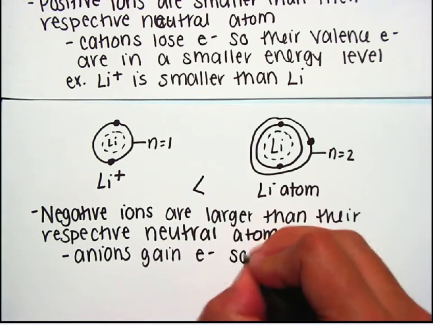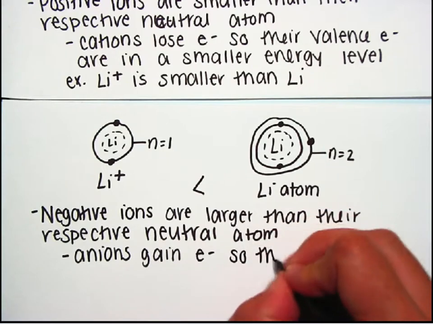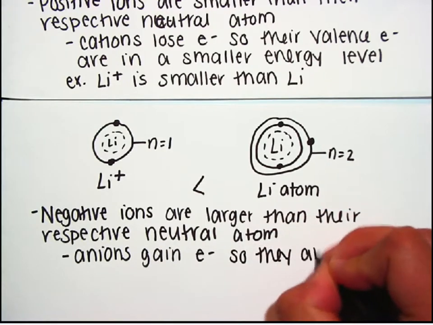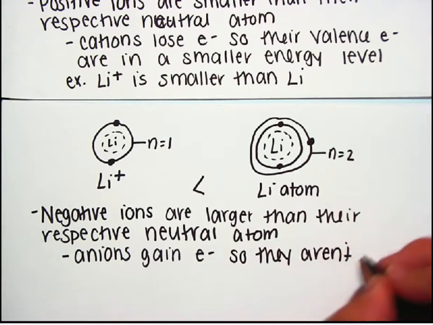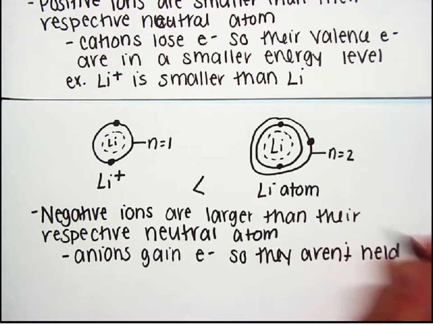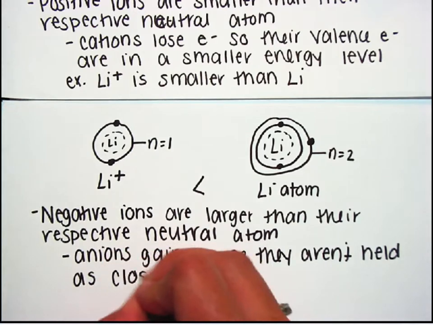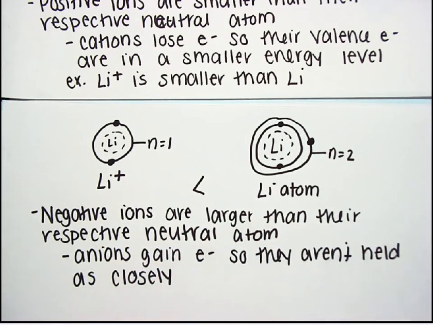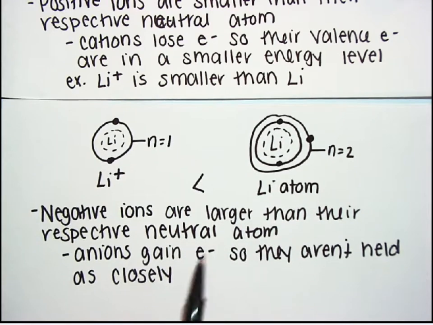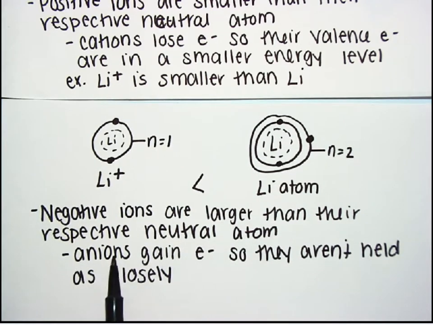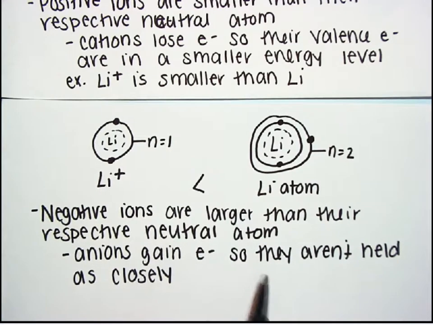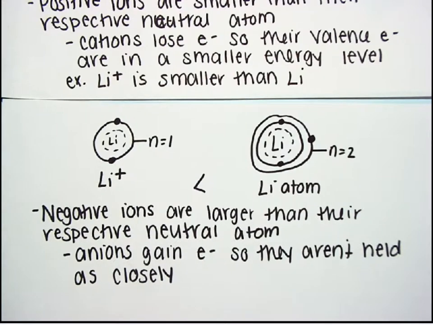So there are more electrons, but the same number of protons. So that means they aren't held as closely. So when an atom gains electrons and it becomes an anion, we have the same number of protons, but now there's more electrons. That means it's going to decrease the attraction, which causes that atom to get larger.